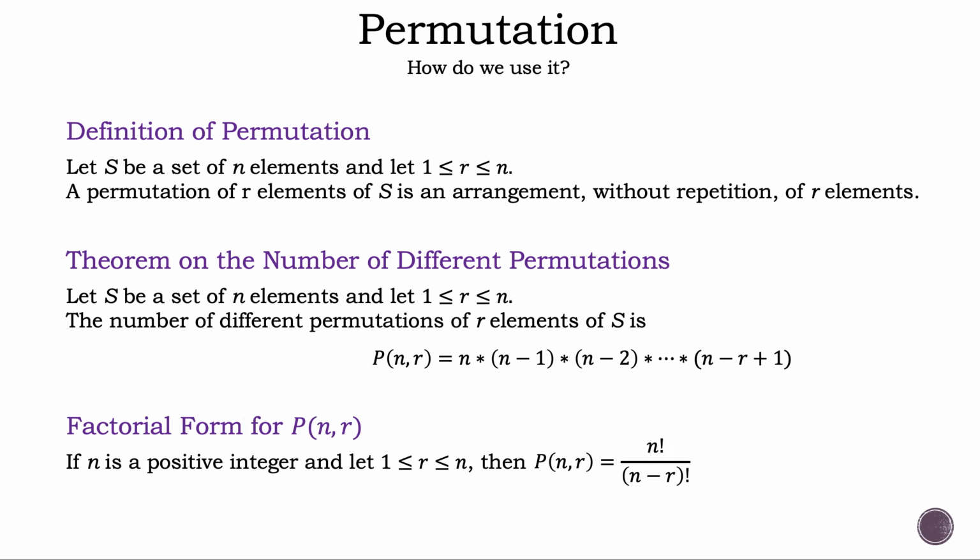Now, let's talk about the formula. If n is a positive integer, and 1 ≤ r ≤ n, then nPr is equal to n factorial all over the quantity of n minus r factorial.